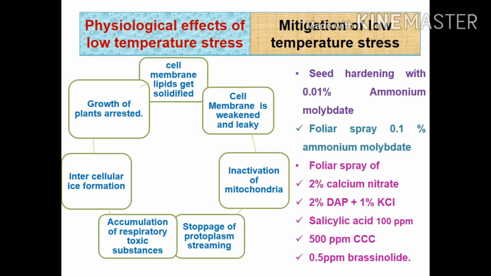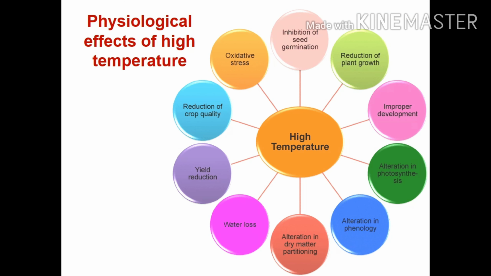Seed hardening with 0.01% ammonium molybdate, or foliar spray of 0.1% ammonium molybdate, foliar spray of 2% calcium nitrate, 2% DAP plus 1% KCl, salicylic acid 100 ppm, 500 ppm cycocel and 0.5 ppm brassinolide.